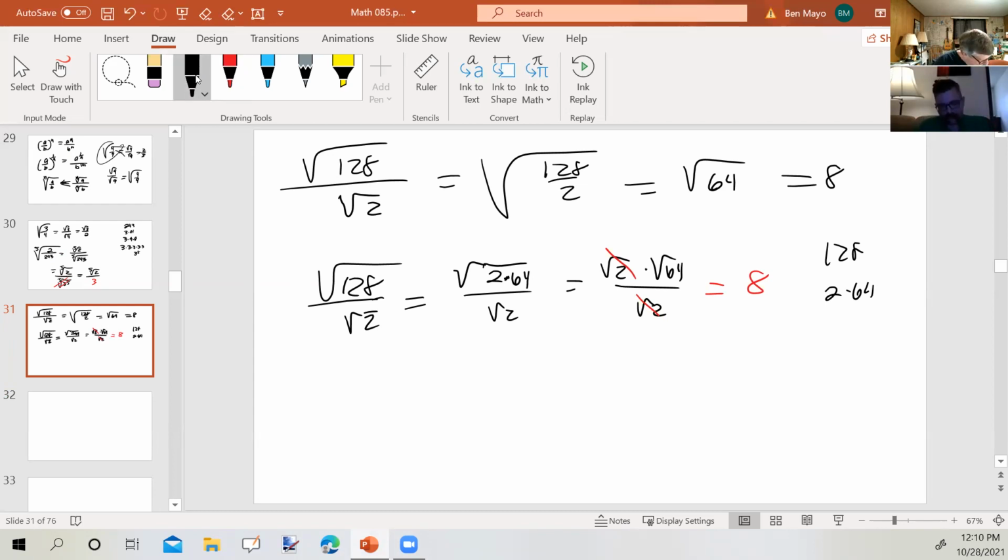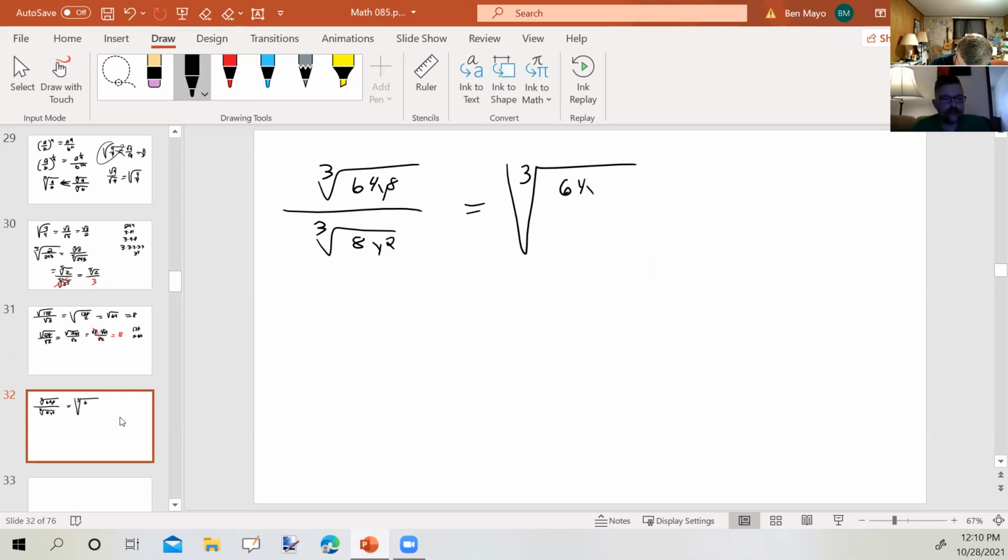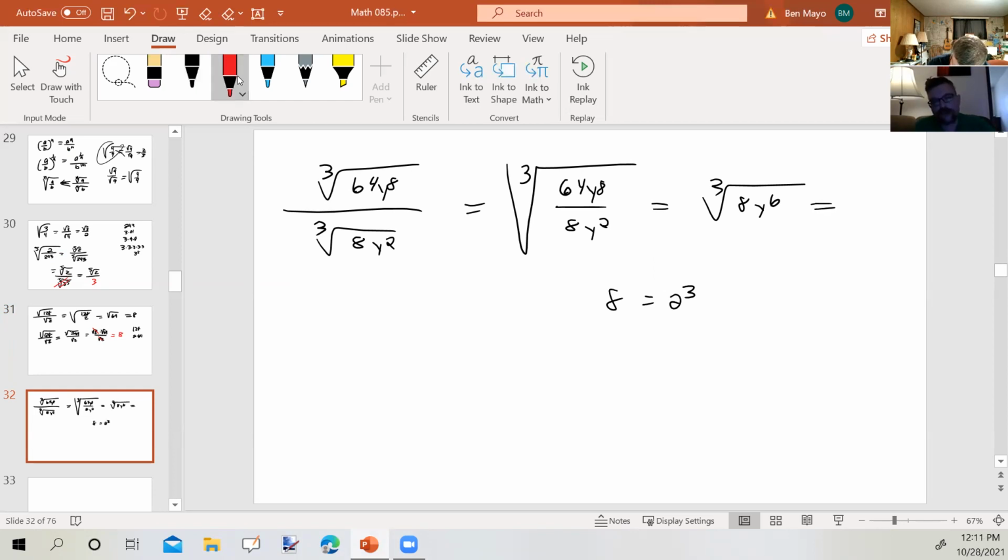Okay. How about this one? The cube root of 64 y to the 8th divided by the cube root of 8y squared. That would be the cube root of 64y to the 8th over 8y squared. But that would be the cube root of 8y to the 6th. And 8 is 2 cubed, so we'd get a 2y squared.